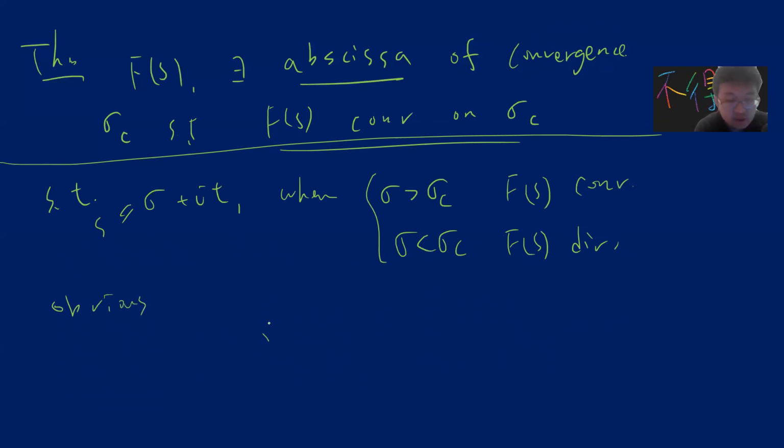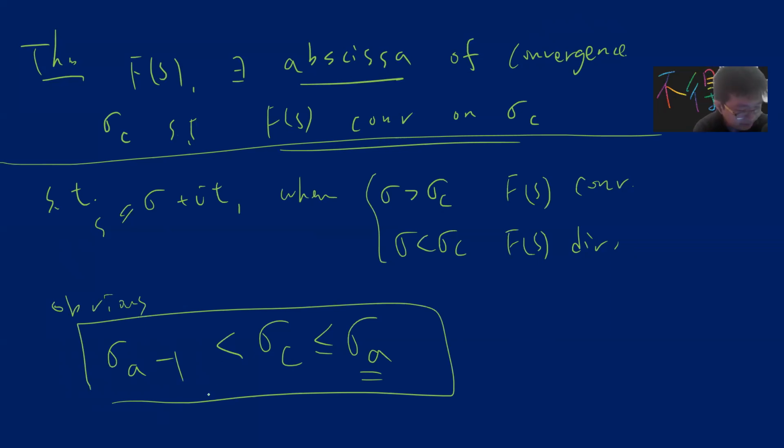Obviously, you can prove that sigma_C should be less than or equal to sigma_A, because once you pass sigma_A, everything becomes absolute convergence. So sigma_C is less than or equal to sigma_A, and larger than sigma_A minus 1. You can also try to prove this. I will skip the proof, because it is very difficult and would take me a lot of time.